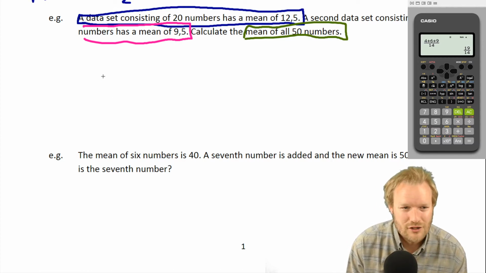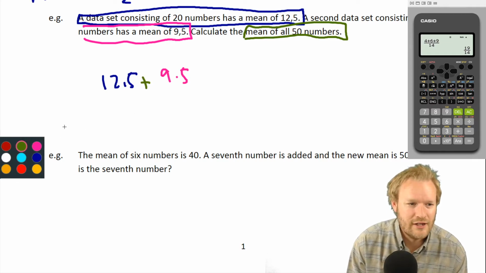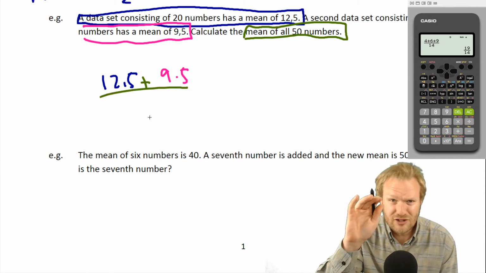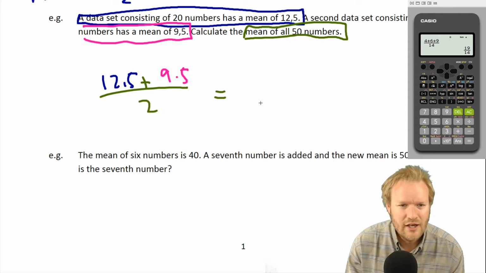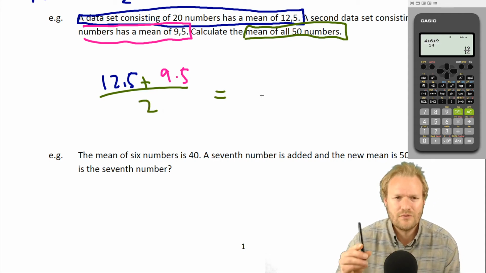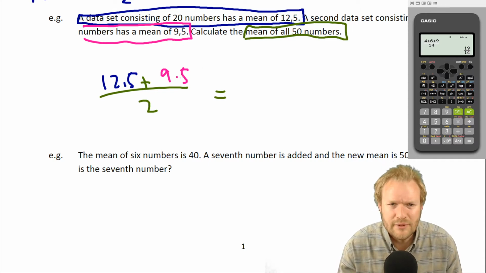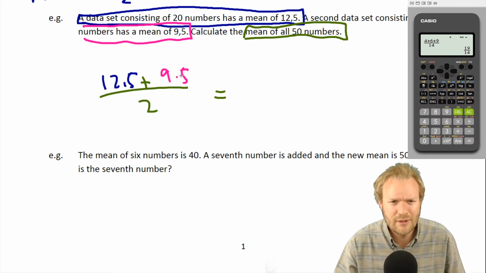So we've got 12.5, and we just add that to the other one, 9.5. And, well, we're kind of getting a mean of two means, so like an average of two averages. So what do we need to do? Well, let's just take that, divide it by 2. No, hang on. Why can't we just take the mean of the one and the mean of the other and get a mean of the means?